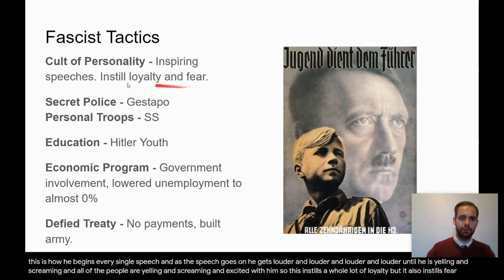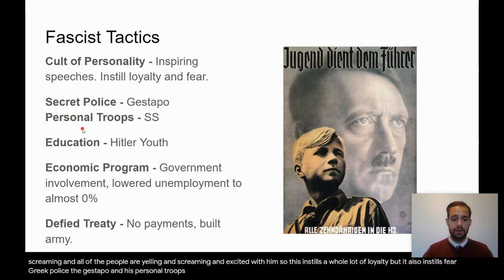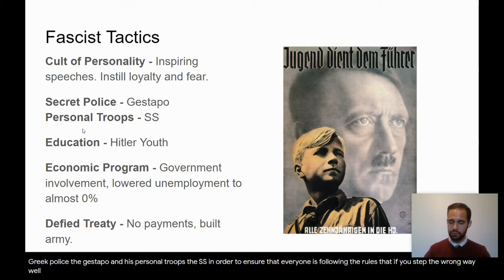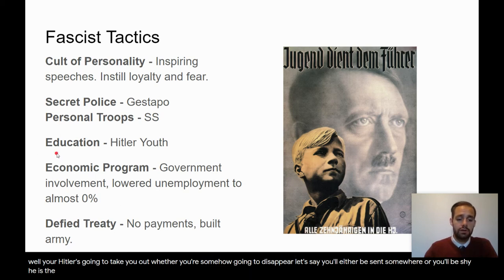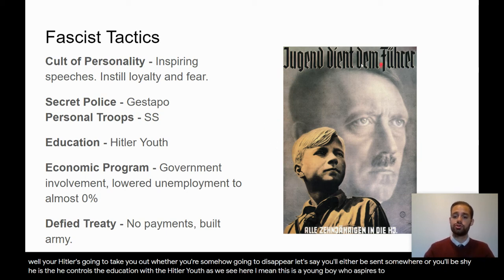How does he instill fear? Well, he uses the secret police, the Gestapo, and his personal troops, the SS, in order to ensure that everyone is following the rules. And if you step the wrong way, Hitler's going to take you out. You're somehow going to disappear, let's say. You'll either be sent somewhere or you'll be shot. He controls the education with the Hitler Youth, as we see here. This is a young boy who aspires to be just like Supreme Commander Adolf Hitler.